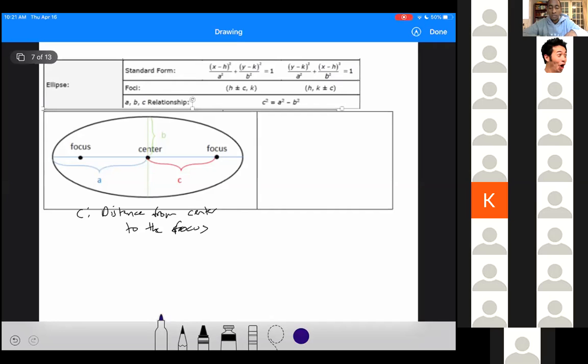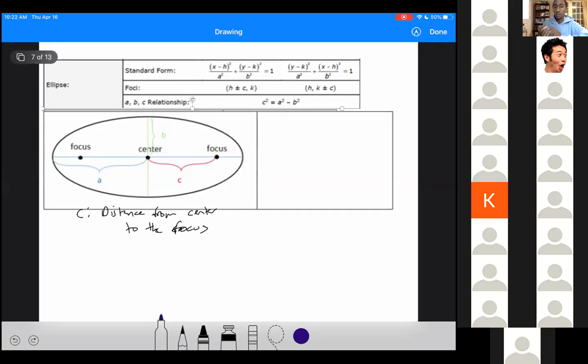A will always be bigger. A will be bigger than C? Same reason? Yeah. Okay, very good. So that is correct. A is always going to be bigger than C because the foci will always lie inside the ellipse. The focus is never going to be out here. If they were out there, then the C would be bigger, but the A will always be bigger than C. That's important to note there.